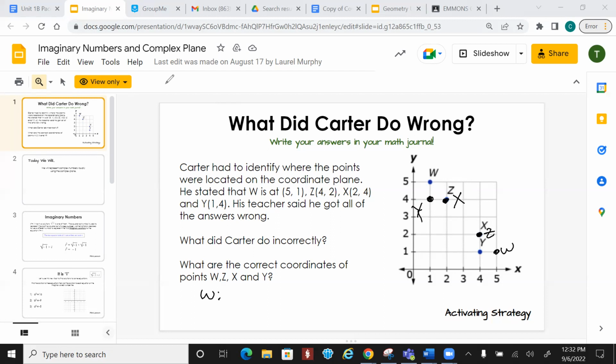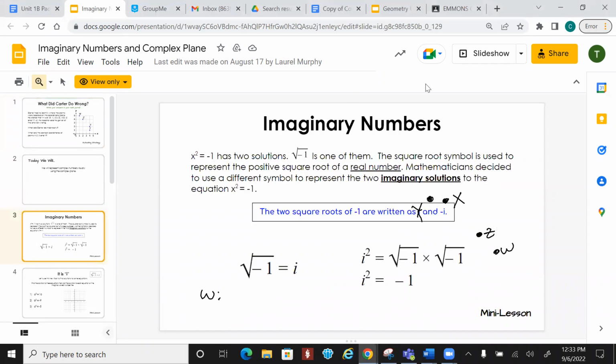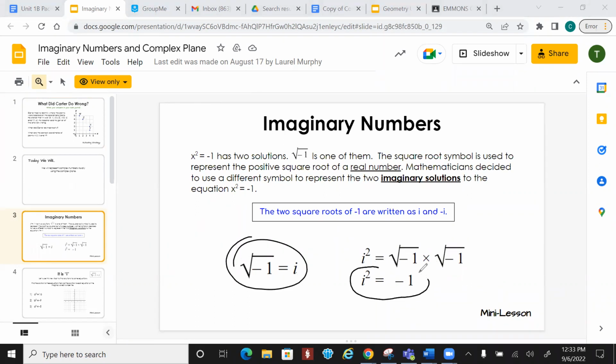Okay. All right, so today we're going to represent complex numbers visually using the complex plane. Okay, so here's the biggest takeaway for the next 2 weeks. I need you to know that the square root of -1 is i, and i squared equals -1. You have to have that memorized. I cannot tell you on the test. You got to know this. Okay, so i squared equals -1, and the square root of -1 is i. 2 things you have to have memorized.